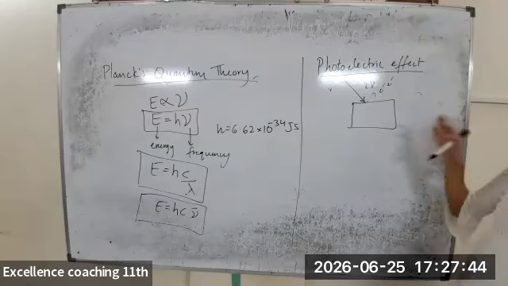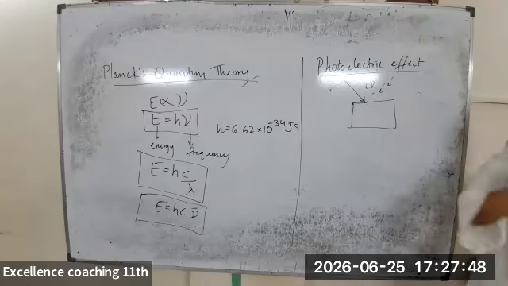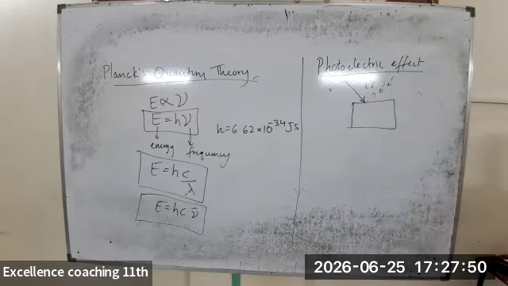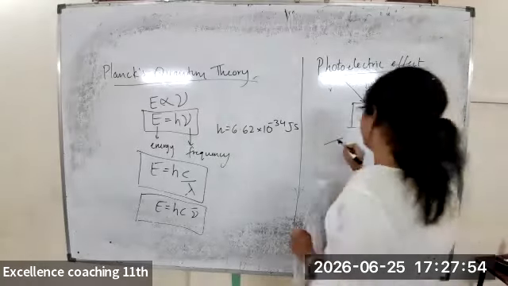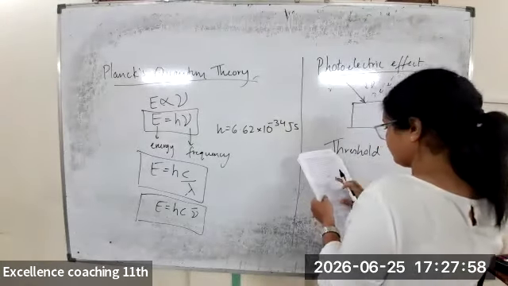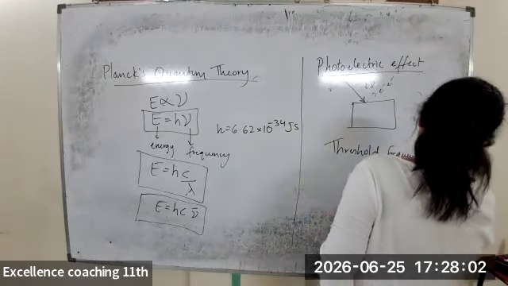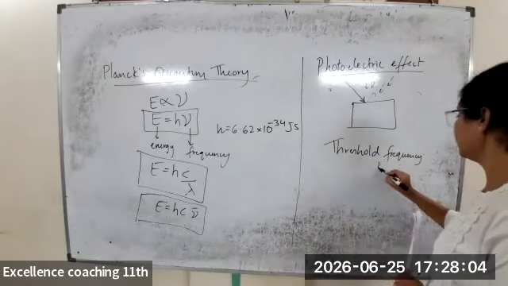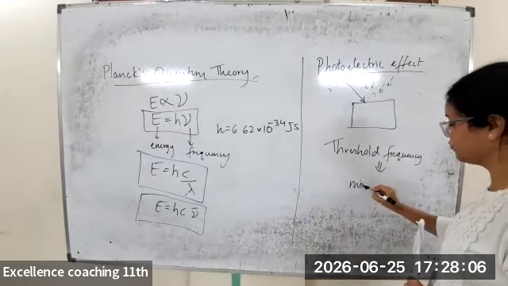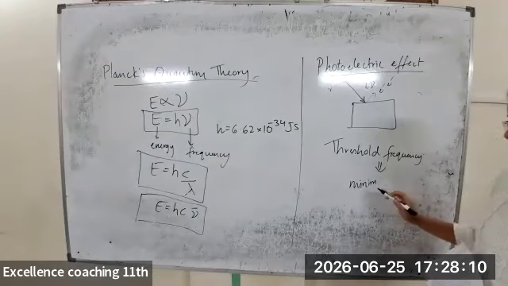Now, when I talk about the minimum frequency, it is also called the threshold frequency. Threshold frequency is nothing but the minimum frequency with which the radiation will strike the metal surface.